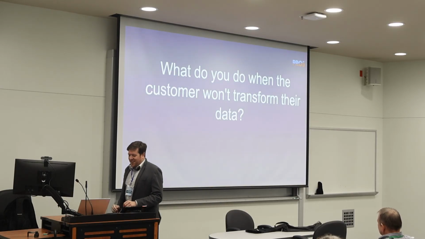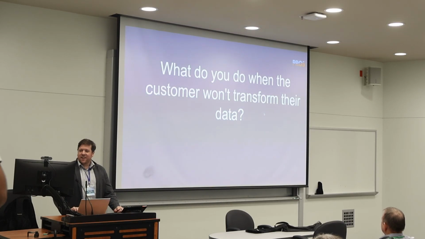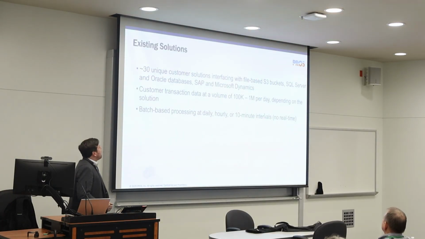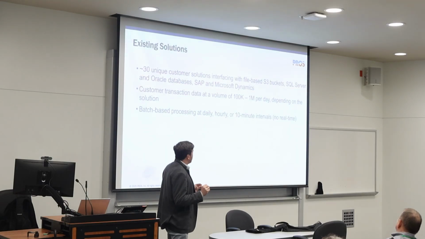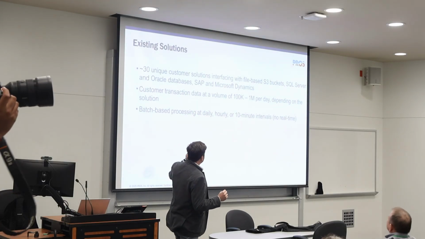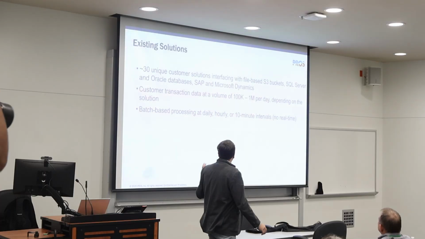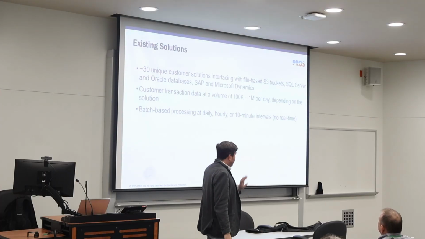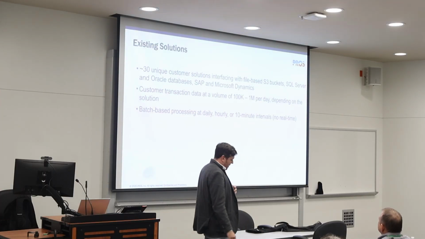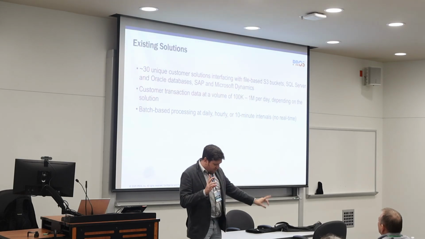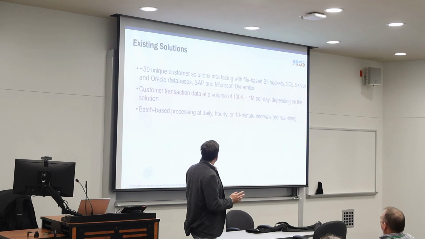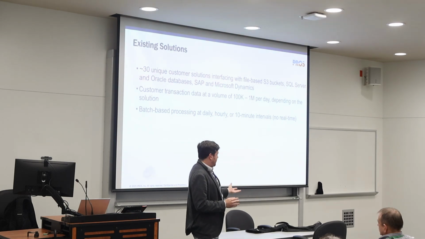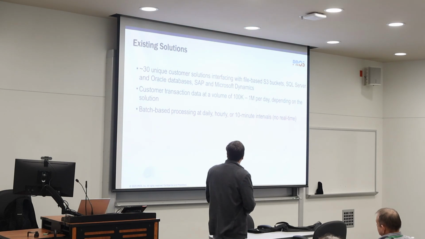So what does that look like? We have 30 unique customer solutions interfacing with a lot of the things I just mentioned. So like S3 buckets, SQL Server, and Oracle databases, SAP and Microsoft Dynamics. And each of those is a very special, unique solution that is tailored to that customer, which has its downsides because there's not a lot of reusability.